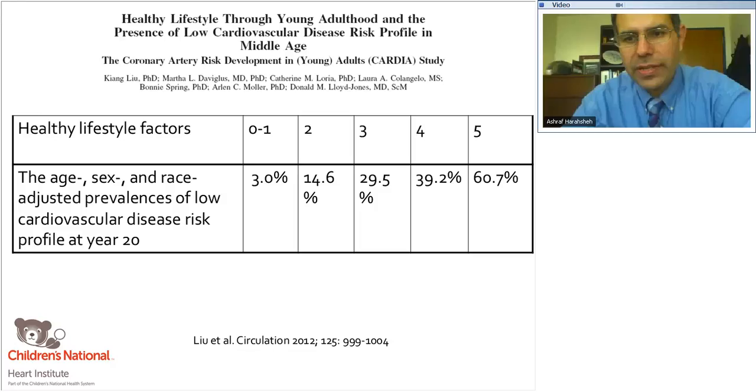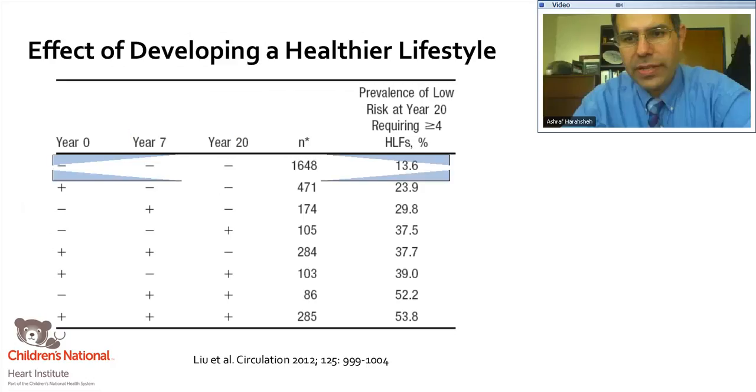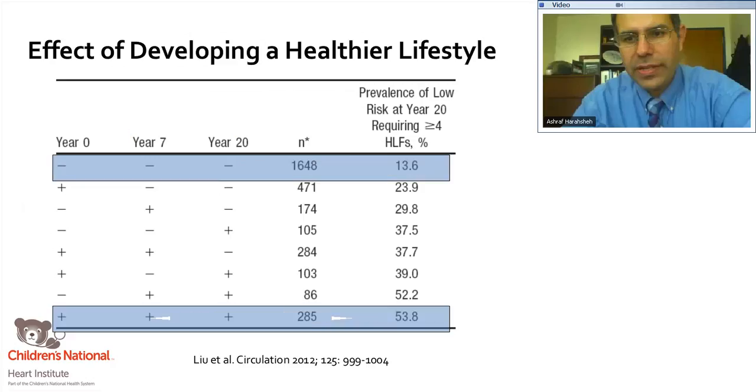Now let's look at your role as a pediatrician and what you can do to improve this. The child who comes to you who is not eating healthy, not exercising, and continues to do that throughout their life, will obviously have very low chances of having a good risk profile in the future. And the child who comes to you with a perfect profile, who continues to do very well, exercise and eat healthy throughout their life, will have a very good chance of having a low risk for cardiovascular disease in the future.